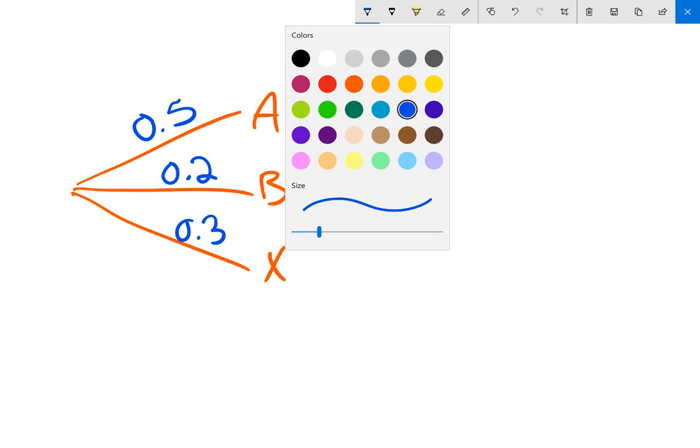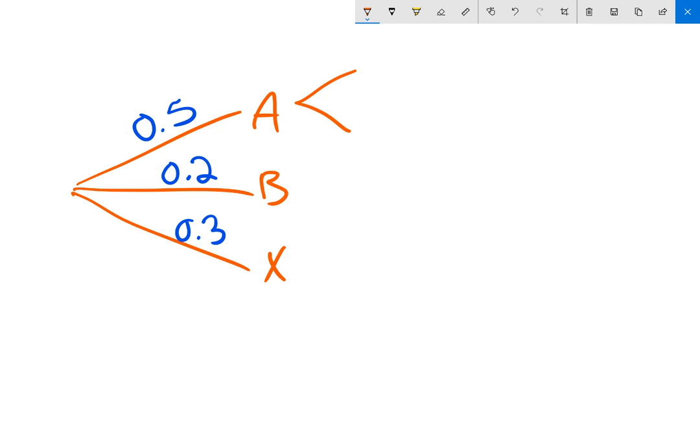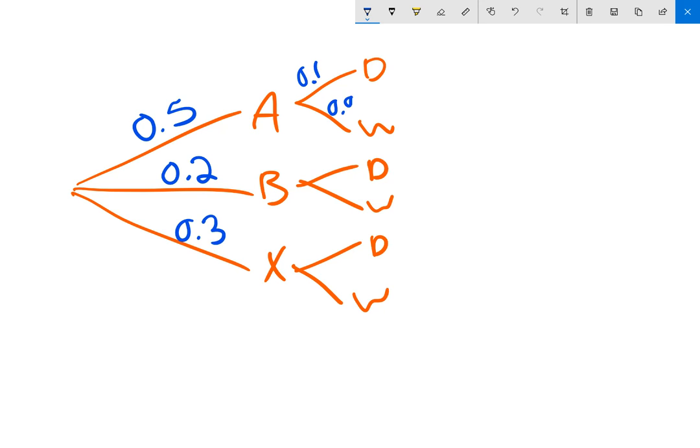Now, each of these could be defective or working, so I'm going to label it D for defective, W for working. 10% of A are defective, which means 0.1, which means that 0.9 are working. For brand B, 5% are defective. Now, keep in mind that 0.5 is not the same as 0.05. 5% is 0.05, which means 95% work. And 20% of brand X are defective. So 0.2 are defective, which means 0.8 are working.